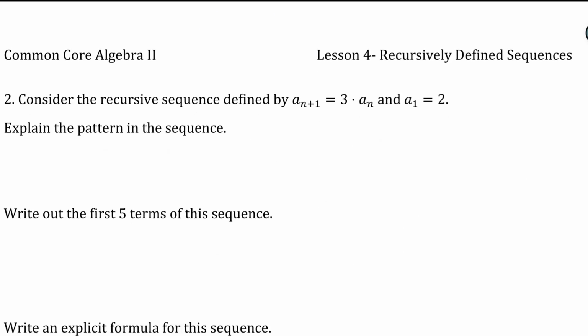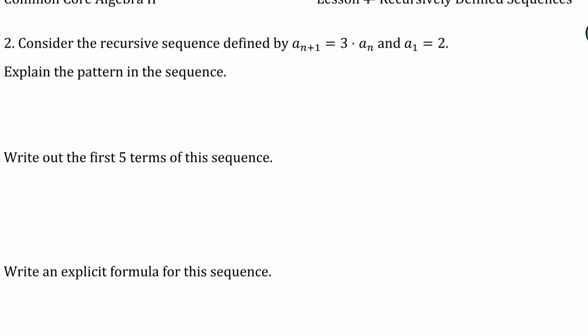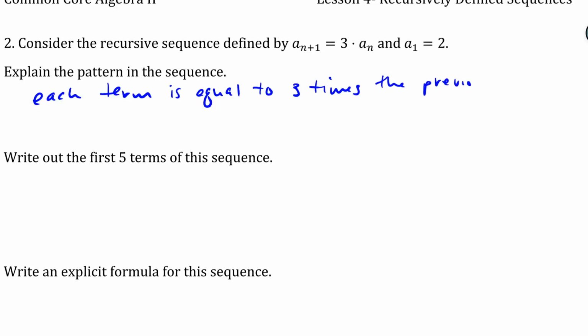Let's look at example 2. It says, consider the recursive sequence. So now this time they're giving us a recursive sequence, and they're asking us to find the pattern. So it says a sub n plus 1 is equal to 3 times a sub n. So what this is telling us is that each term is equal to 3 times the previous term.